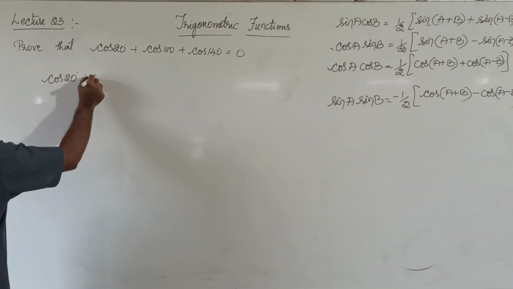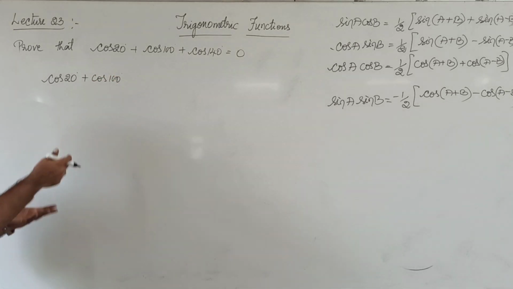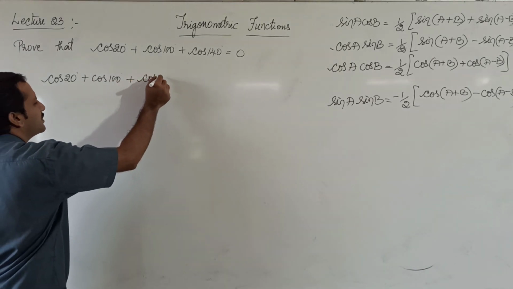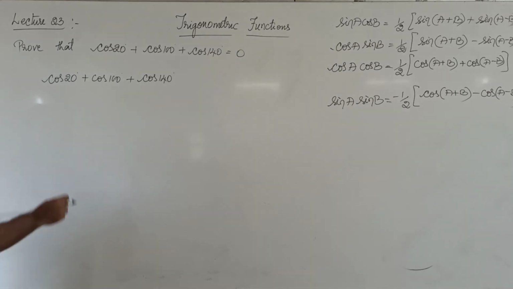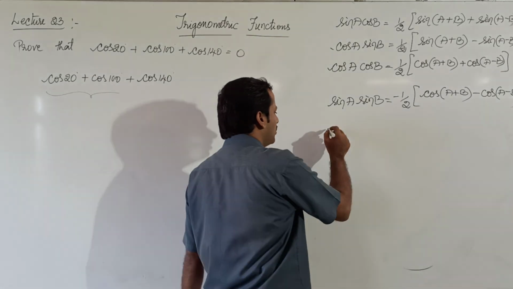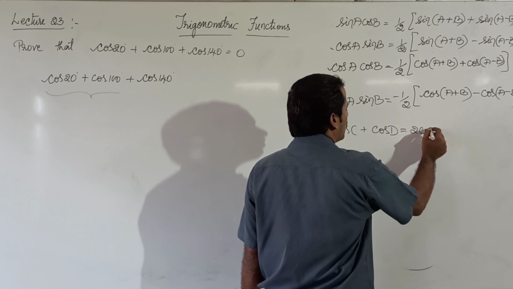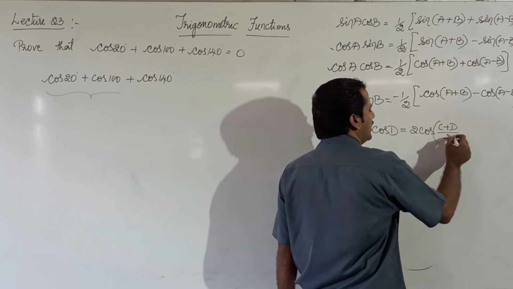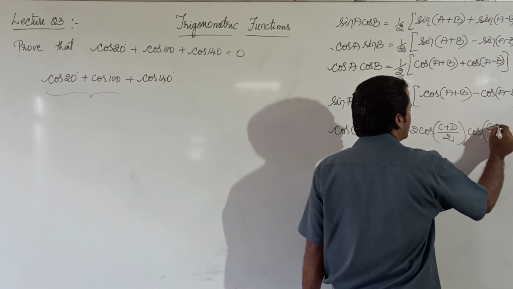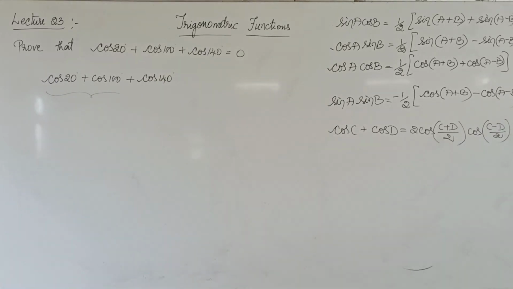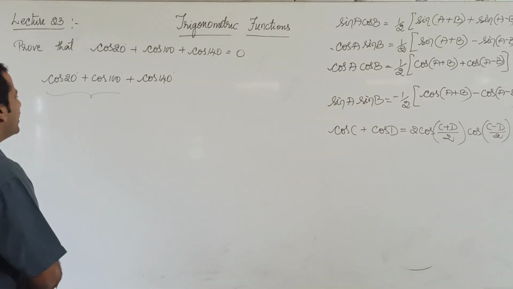So let me take LHS, because on RHS there is nothing to take. So I have to take LHS only. Cos 20 degree plus cos 100 degree plus cos 140. Look at these two. I would like to use the cos C plus cos D formula. What is cos C plus cos D? Cos C plus cos D is equal to 2 cos (C plus D)/2 into cos (C minus D)/2. That formula I am using here.